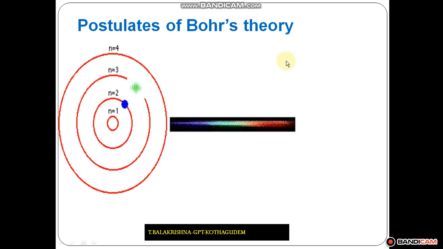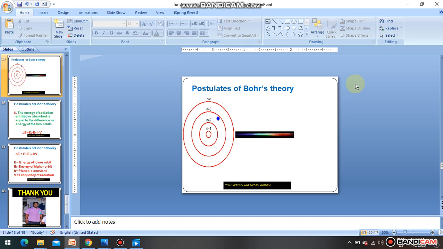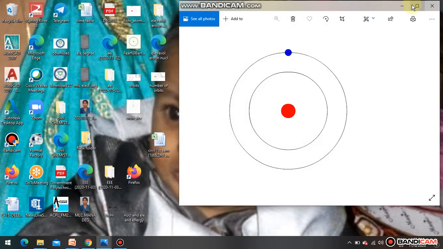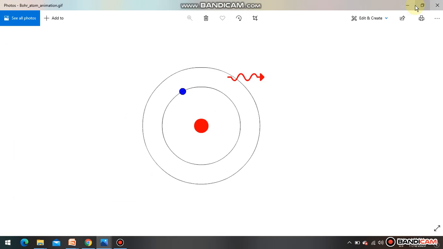We have another diagram to understand this one. If the electron is rotating in the second orbit and jumps from the second to the first orbit, it emits energy. If it jumps from the first orbit to the second orbit, it absorbs energy. That energy is called radiation energy. As is clear, if the electron jumps from lower to higher, it absorbs energy, and if it jumps from higher to lower, it emits energy.